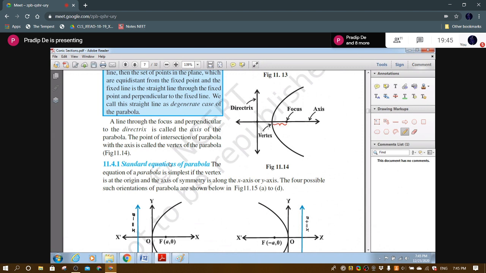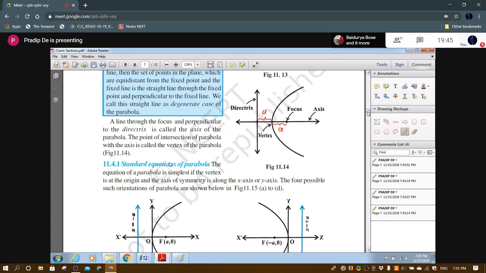This distance and this distance, they are equal. Suppose this distance is equal to A. Okay, we have to assume it. Based on this measurement, if it is A, then we will derive the equation of the parabola. So we consider this distance, which is fixed for a parabola, the distance between vertex and focus, or distance between vertex and directrix. Suppose it is equal to A.